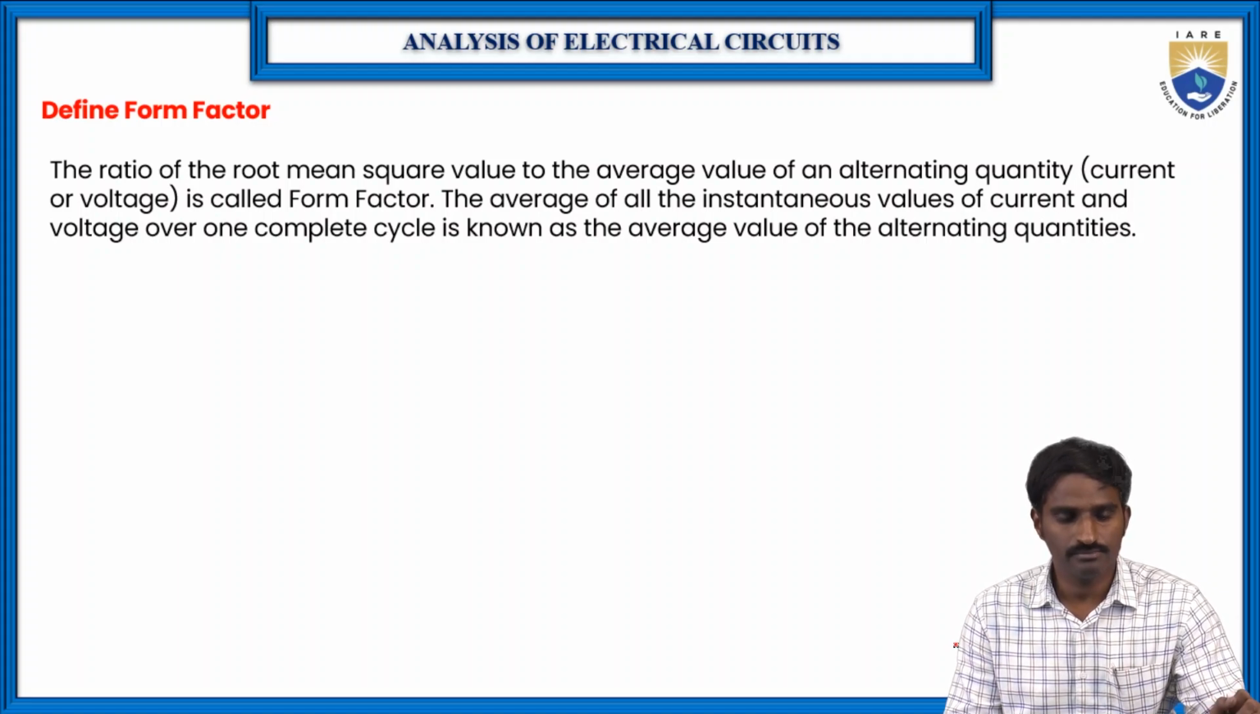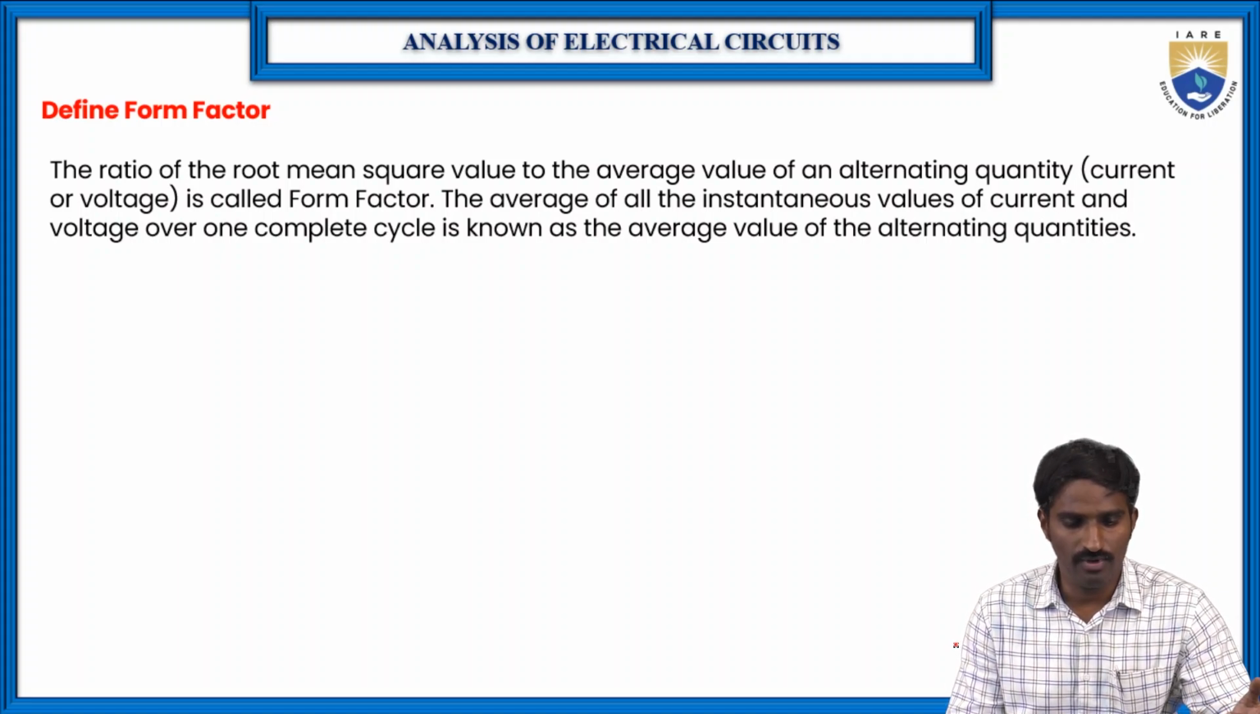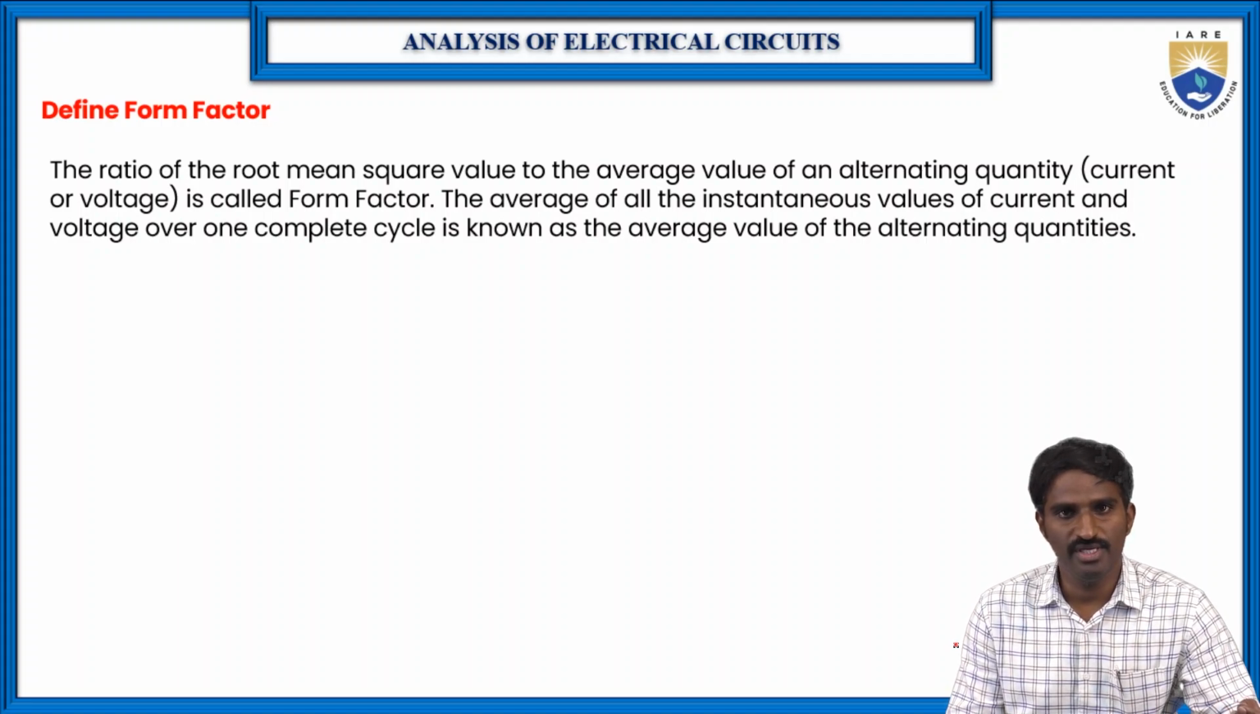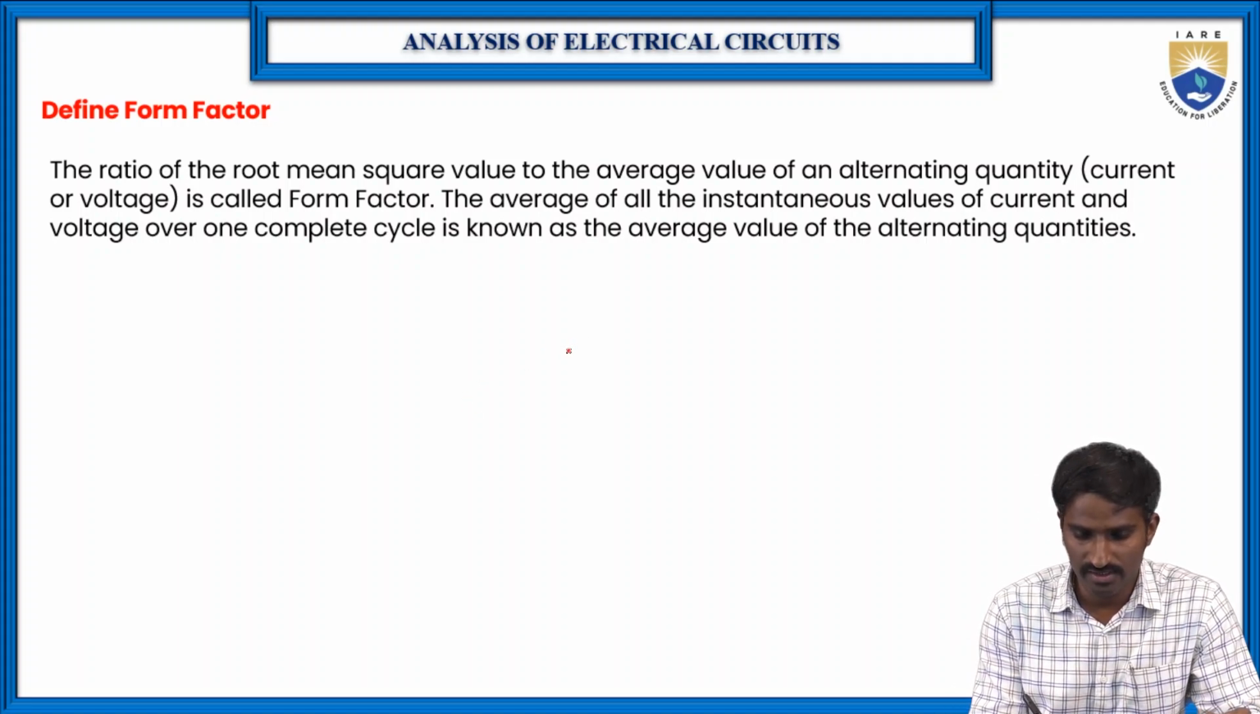First, the form factor. The form factor is the ratio of the root mean square value to the average value of an alternating quantity. This means the form factor can be calculated for an alternating voltage or current waveform. Let us consider an AC waveform. As we know, the AC waveform is sinusoidal in nature. If we know the RMS and average value of the sinusoidal waveform, then we can find the form factor. Let us indicate the form factor with F.